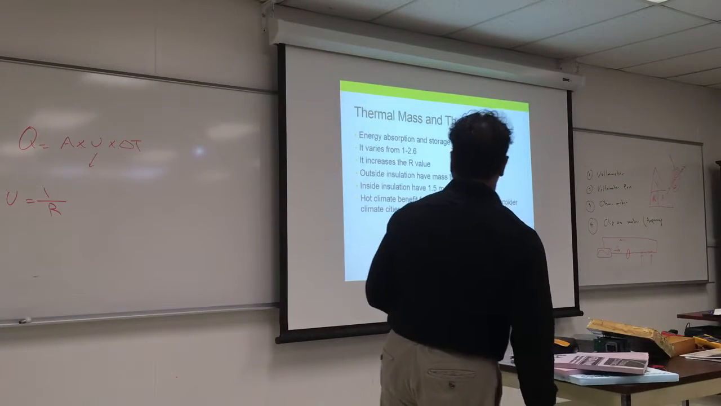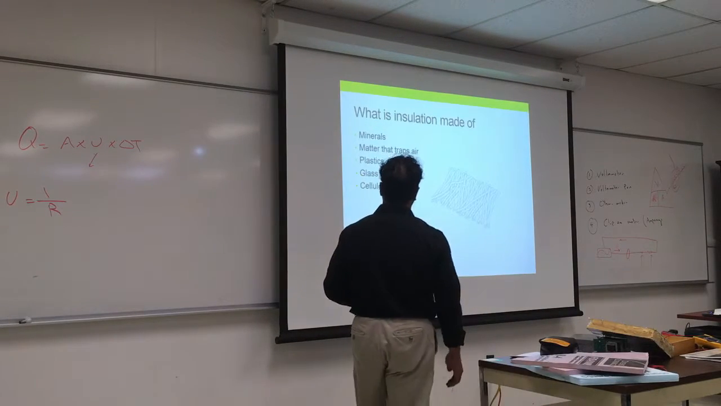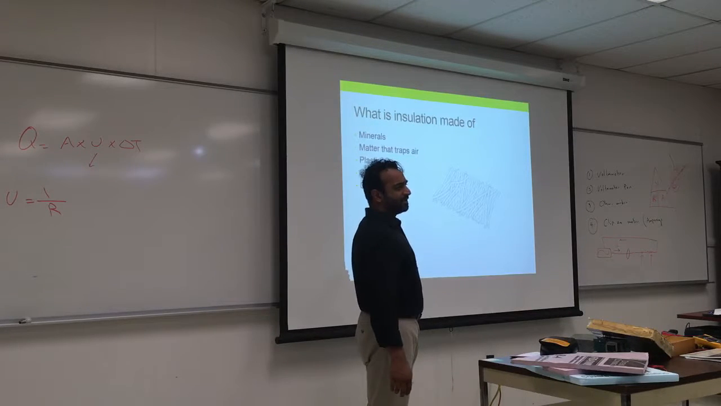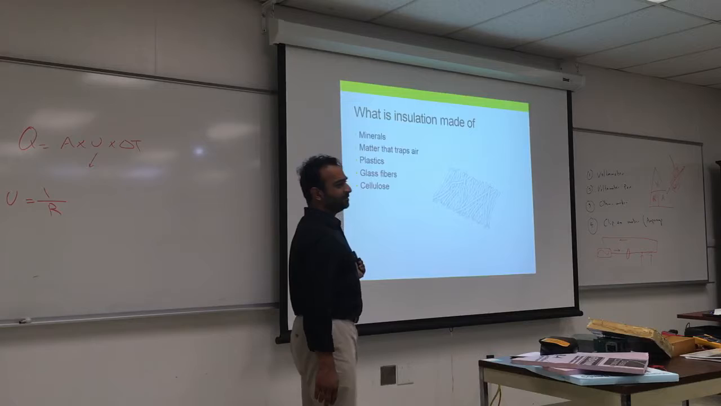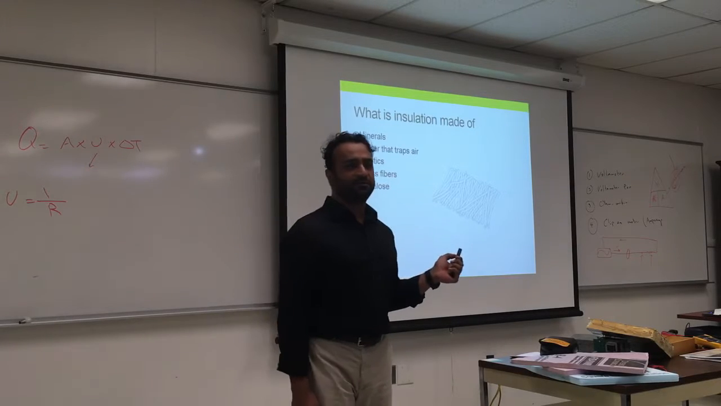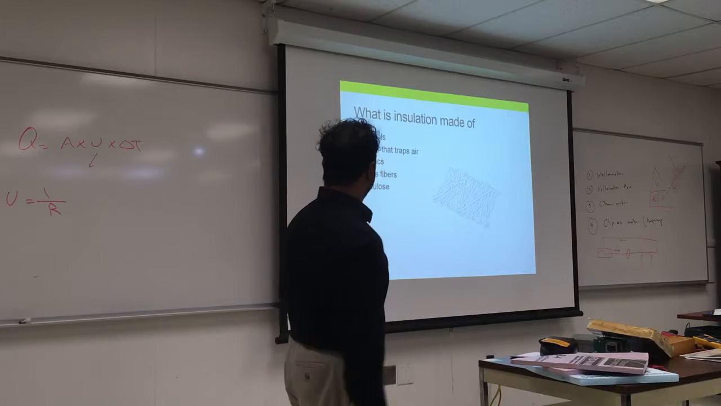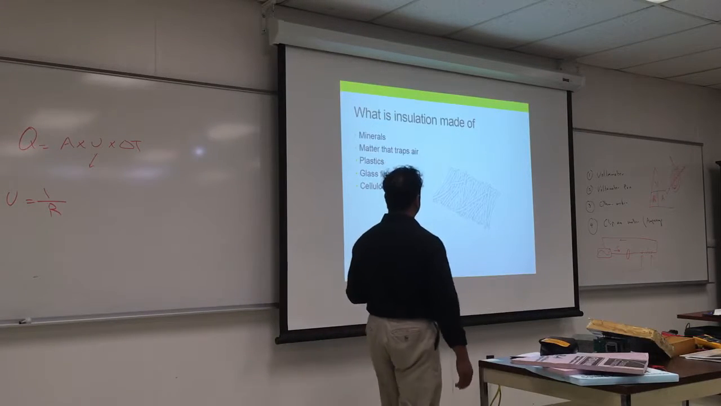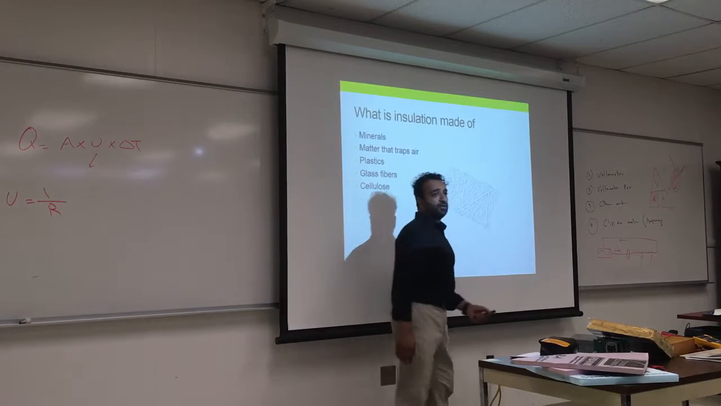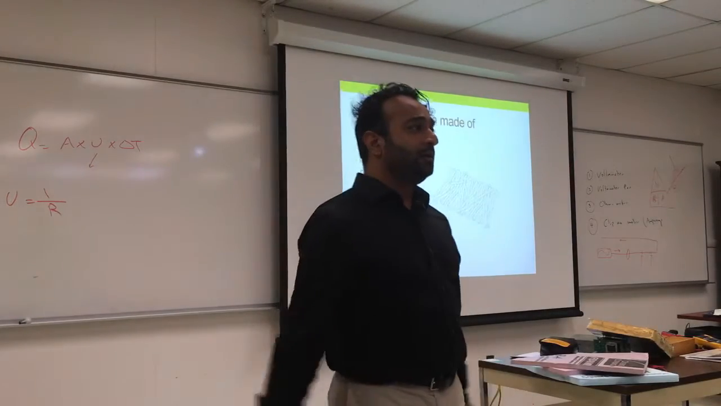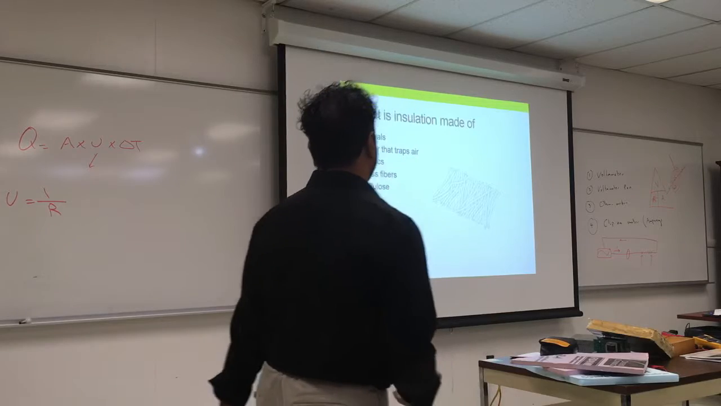So think about that. What is insulation made of? Minerals. What are minerals? Stuff. Well, for example, salts, glass. Salts are minerals. Matter that traps air. So we have fibers, and we want insulation to trap air. We don't want it to be permeable. You don't want air to pass through. You want to trap air.